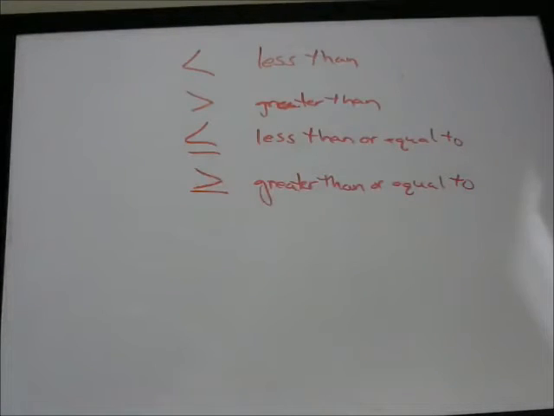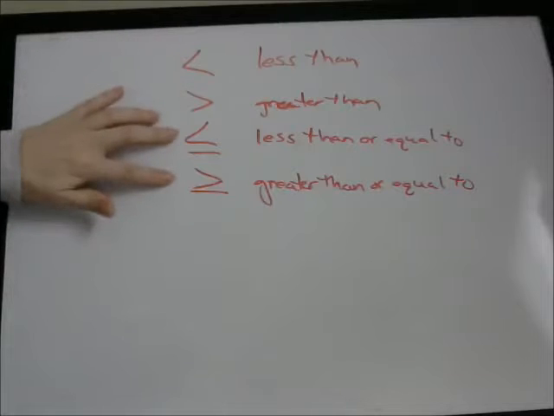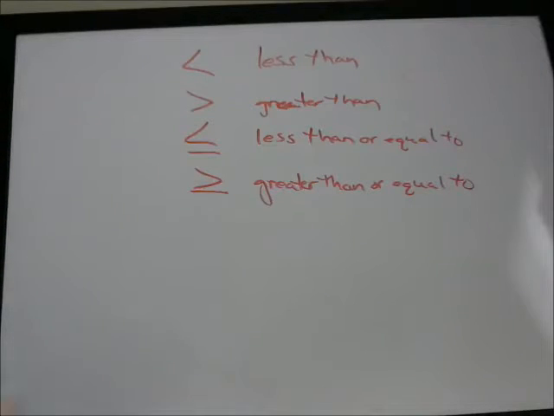What this means is, obviously the numbers are not equal. One of them is bigger than the other on these top two. And in this one, either one of the numbers is less than the other or it's equal to the other. Here, it's greater than or it's equal to.